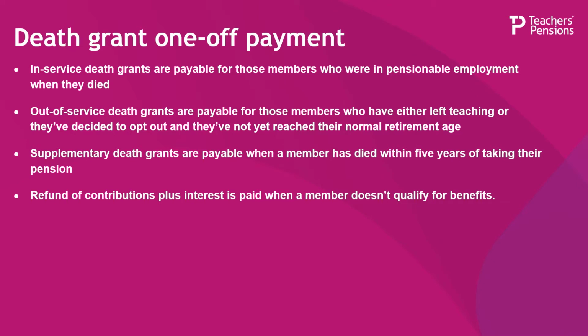In-service death grants are payable for those members who were in pensionable employment when they died. Alternatively, if they died within 12 months of taking ill health, an in-service death grant would also be payable. Out-of-service death grants are payable for those members who have either left teaching or they've decided to opt out and they've not yet reached their normal retirement age. Supplementary death grants are payable when a member has died within 5 years of taking their pension. This would be a lump sum of 5 times their annual pension, minus any pension that has already been paid.